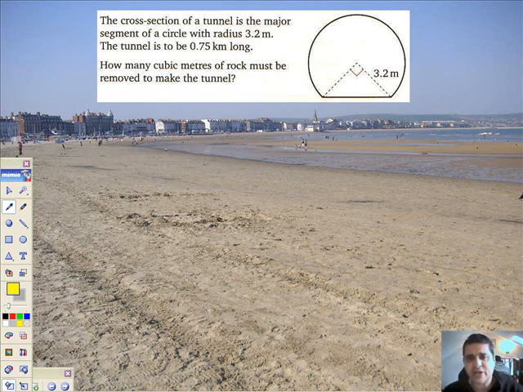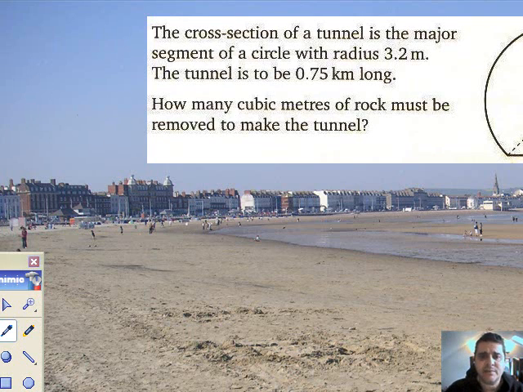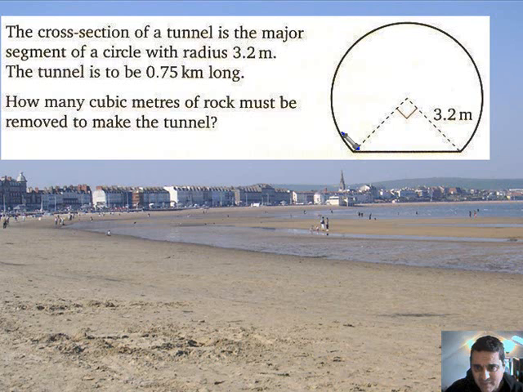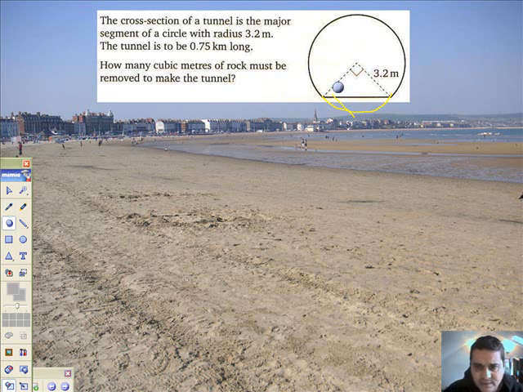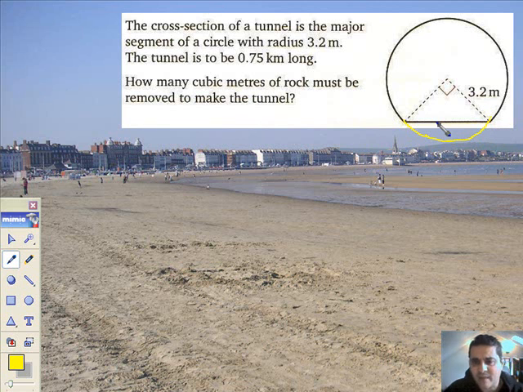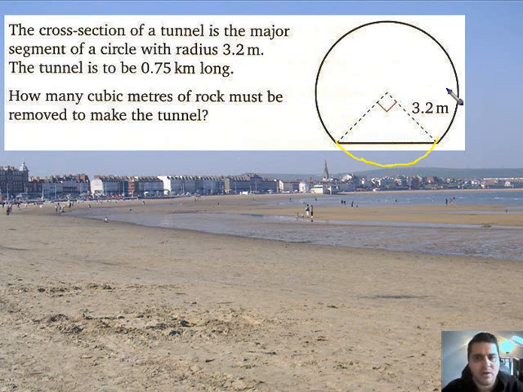It says that the cross section of a tunnel is the major segment of a circle. In other words, that is the major segment of the circle, all this part here, the major arc, and this would be the rest of the circle. I will draw it in so we can see what the problem is. If it was a completely circular tunnel, it would look like that, but it's not. It goes round like so, and stops there, and then we have a flat part through which a train or car goes.